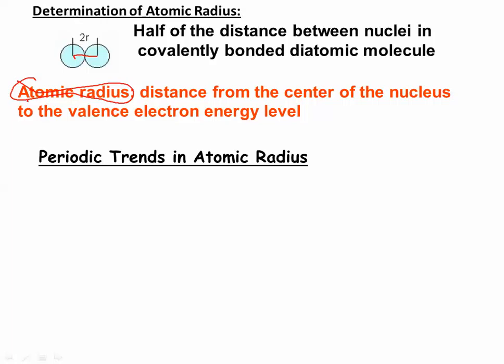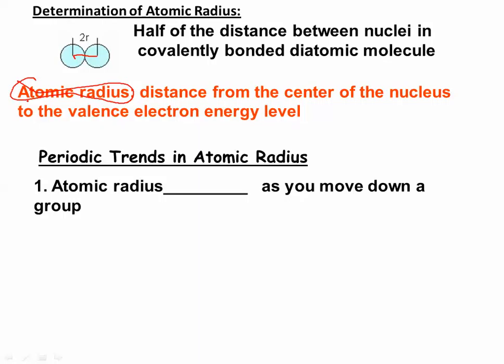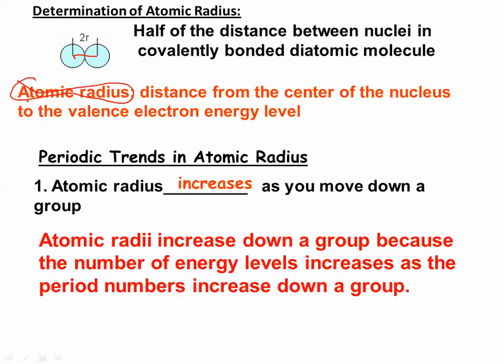And we're going to look at what are the periodic trends in atomic radius. And the other thing is sometimes with atomic radius, we'll say size when we really mean radius. Because the greater the radius gets, the larger the atom gets. So for atomic radius, as you move down a group, atomic radius increases. Now, why does it increase as you move down a group? Well, it increases because the number of energy levels increases as the period numbers increase down a group.